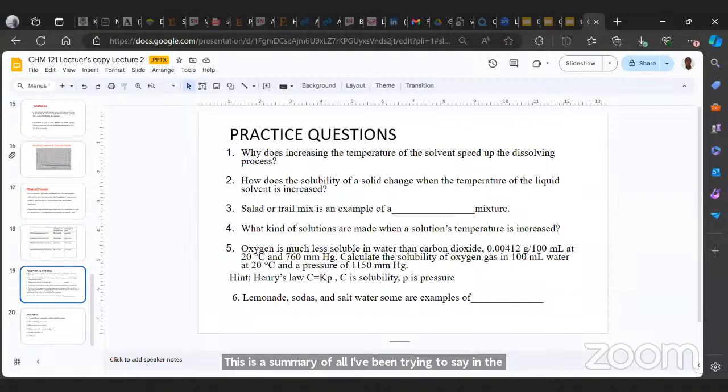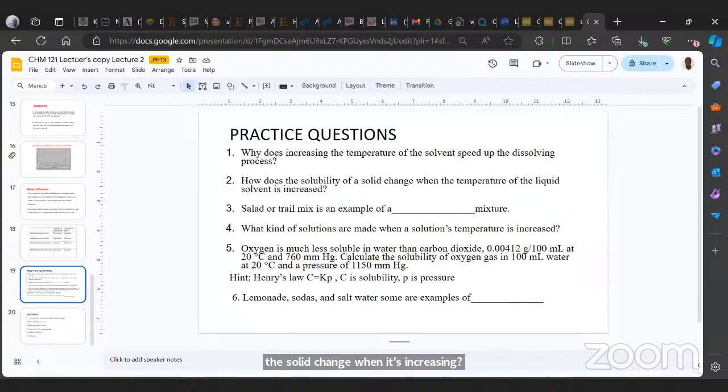Why does increasing the temperature of a solvent speed up the dissolution process? The reason is that as temperature increases, solubility increases. So when you increase temperature, the dissolving of a solid or liquid will increase. How does the solubility of a solid change when the temperature of the liquid is increased?